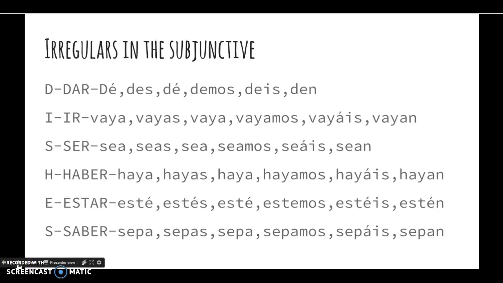Then we have another acronym for the irregulars in the subjunctive: DISHES, which stands for dar, ir, ser, haber, estar, saber. And if you want to go ahead and pause, you can write down this acronym.